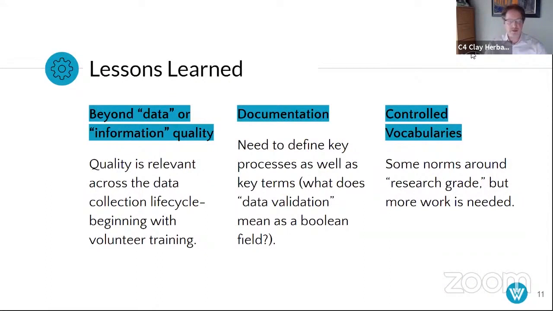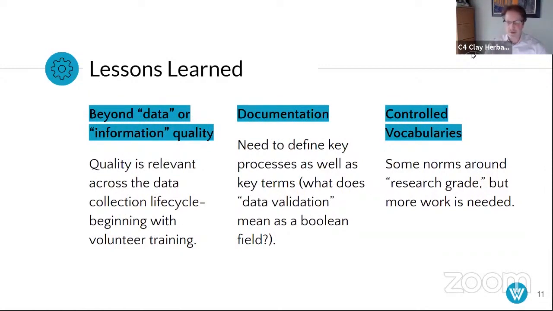There are 3 key areas of lessons learned that we had. One is that data quality starts at the very beginning. I think Greg made that point as well, that it really starts at the volunteer training. You really have to think about data quality from the beginning all the way through, and document well, and documentation starts at the beginning of the process as well. And then the controlled vocabularies.